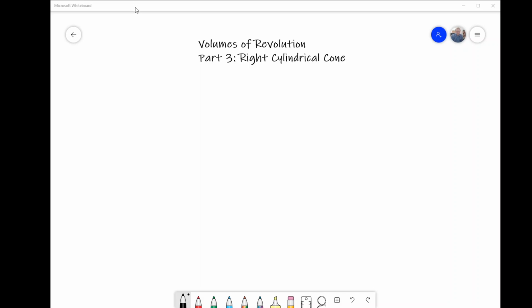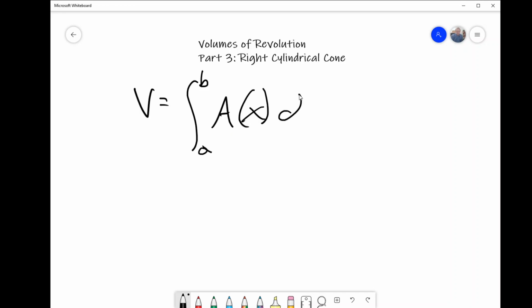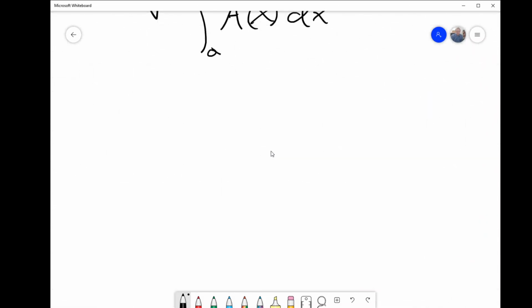So we're going to calculate the volume of a right cylindrical cone with the same general formula we use for all volumes of revolution. It's the definite integral from the start of the shape to the end of the shape of the cross-sectional area of that shape times our variable of integration. So let's now apply this to a cone.